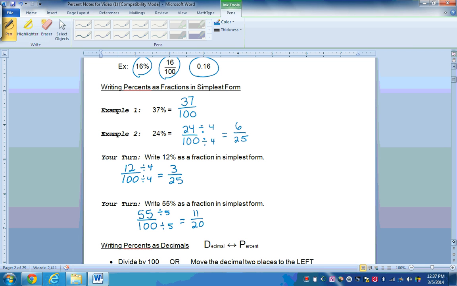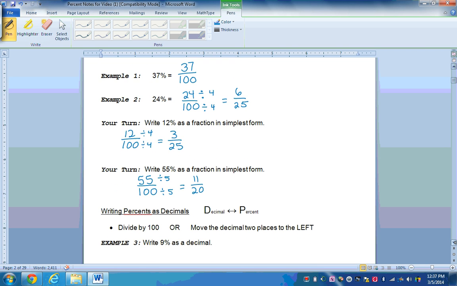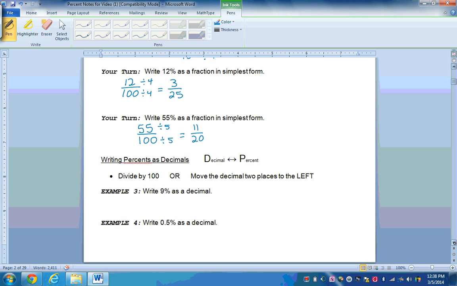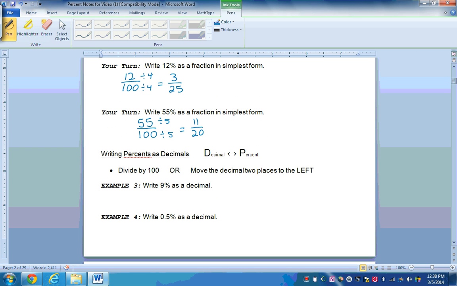We'll go ahead and move on now to writing percents as decimals. So we will still start with our percent, but we're going to change it to a decimal now. We are still dividing by 100 to do this. So 9%, I'm going to write it as 9 out of 100. Remember this fraction bar means to divide. So we're really doing 9 divided by 100.